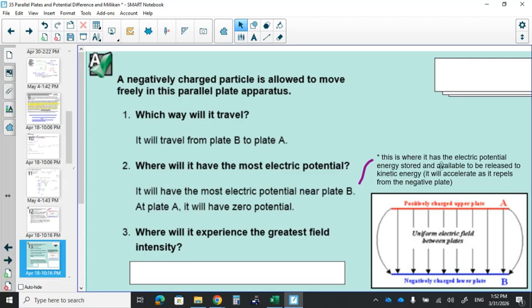So it gives the electric potential energy stored and available to be released to kinetic energy. It will accelerate as it repels from the negative plate. All that stuff we know. It even points out in the solution here that at plate A would have zero potential. It's stuck to the plate.